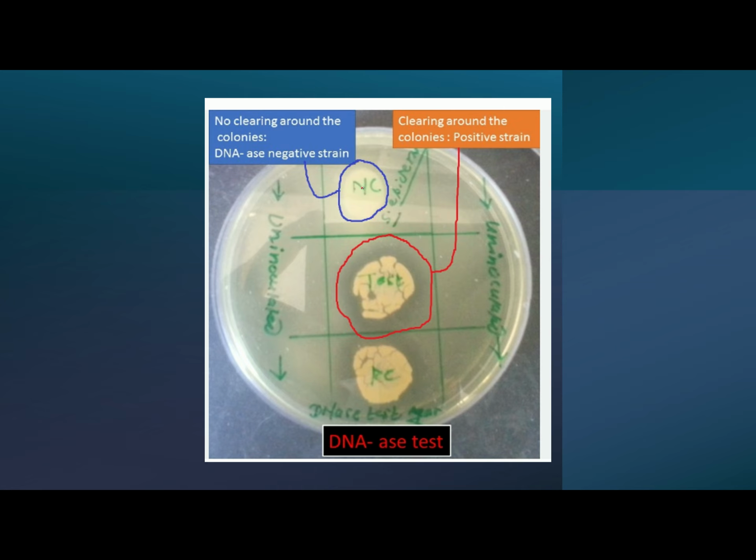So if you take a look at this first one, ito yung colony. So after growing it for 24 hours, you add the hydrochloric acid. If there's no clearing around the edges, negative siya. But if you take a look at this, if you take a look at the surrounding, ito yung edge niya, di ba? The edge of the colony. If you take a look at the edge of the colony, you would see a clear zone surrounding it. So this is the clear zone. This signifies that the colony here is DNase producing. So ito yung clear zone niya.